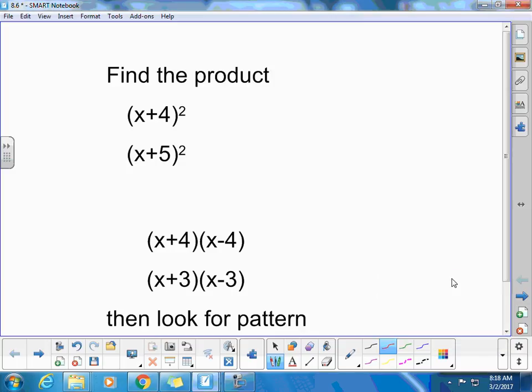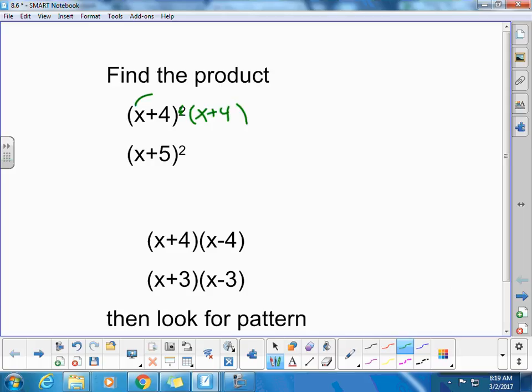We'll start 8.6 out with a little review of 8. Finding the product. So let's find the product of x plus 4 quantity squared. And remember we did this, we crossed off the 2, the squared, and just rewrote it twice.